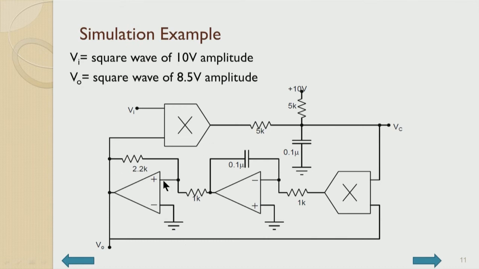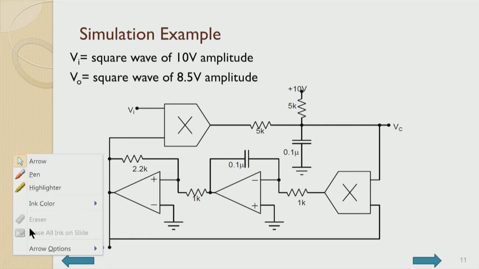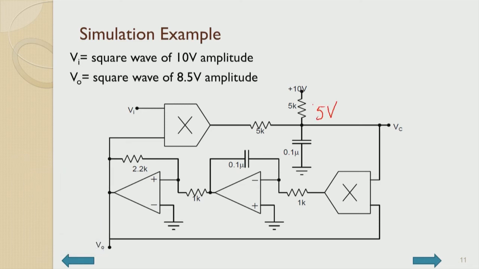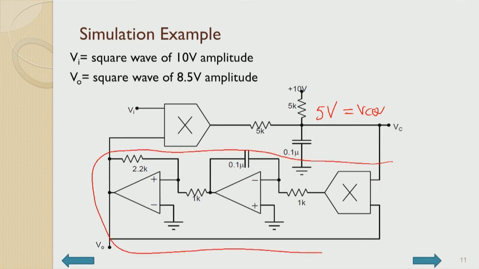So this is the actual PLL that we are trying out. So 5k attenuator has been put. So this 10 volts DC is going to have a quiescent voltage here of 5 volts. So 5 volts is the quiescent voltage. This is our VCQ, and this is going to the VCO that has been designed. Just in the lecture on VCO, we have formulated this Schmitt trigger, 2.2K and 1K. R2 is 2.2K, R1 is 1K.